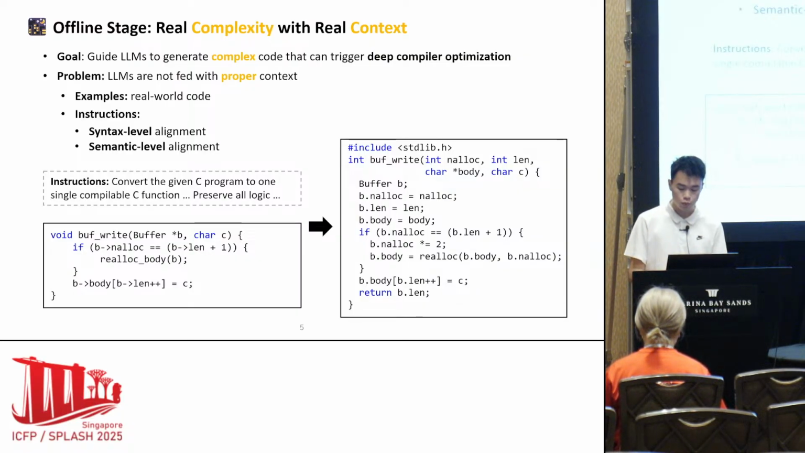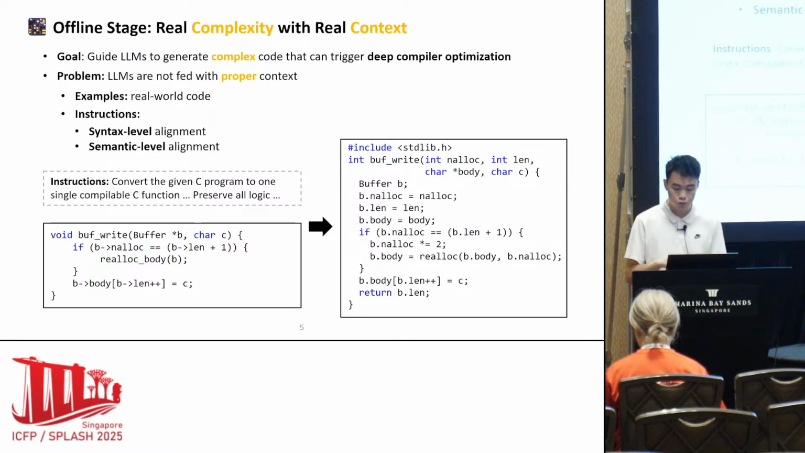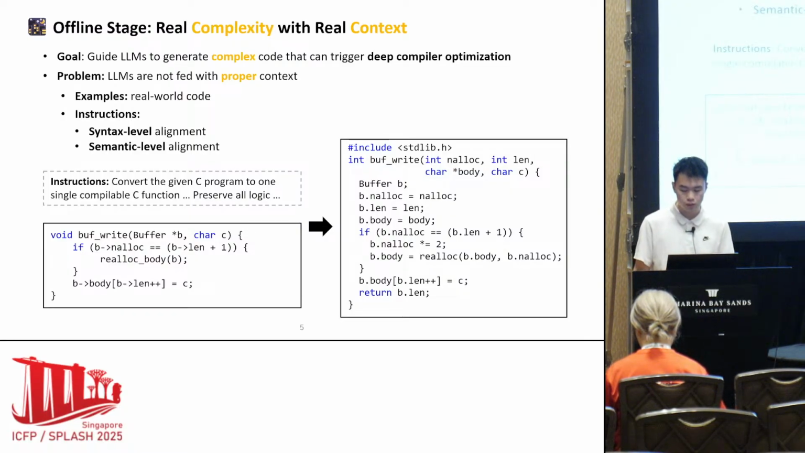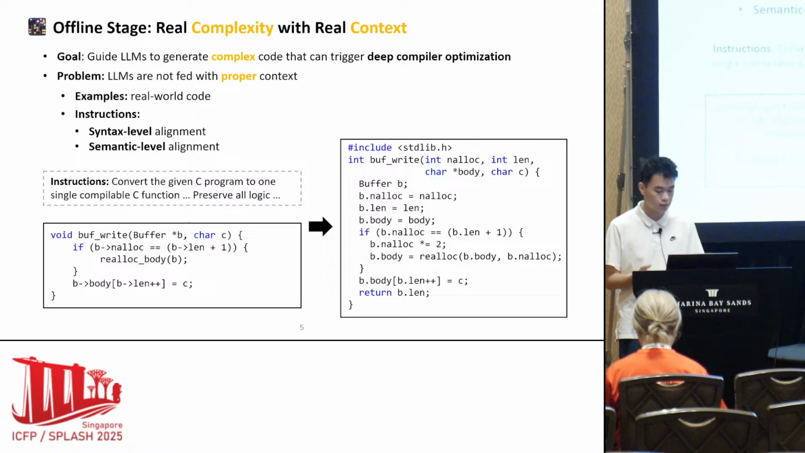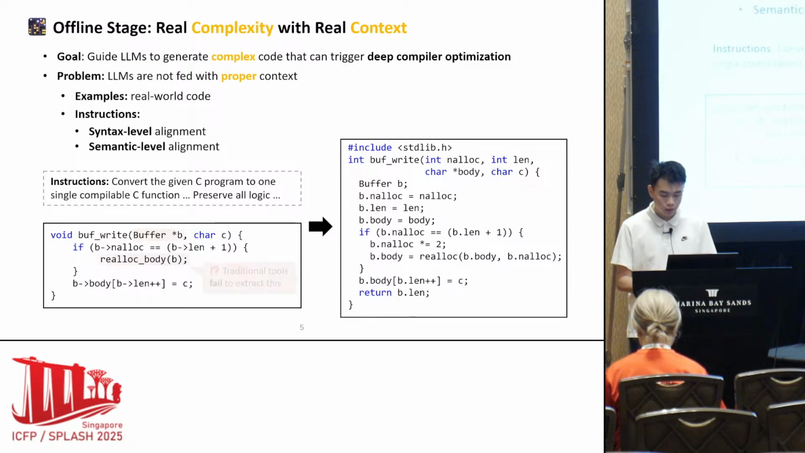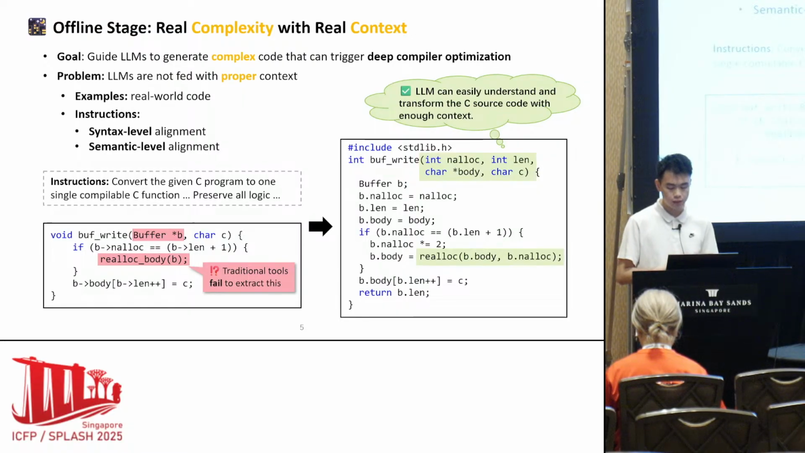For example, we use real code from GCC. Then our prompts ask the LM to convert these programs into a unified compilable format while preserving their original semantics. This task doesn't require the model to write new code from scratch, but rather to understand, reason, and restructure the existing real-world code, which perfectly fits the strengths of large language models. Here it expands the complex struct parameter and replaces external functions with functions from STD, which traditional tools find very difficult to do. The key takeaway here is that LLMs truly understand the code semantics. They can reason, transform, and complete syntax, laying a strong foundation for our offline database.